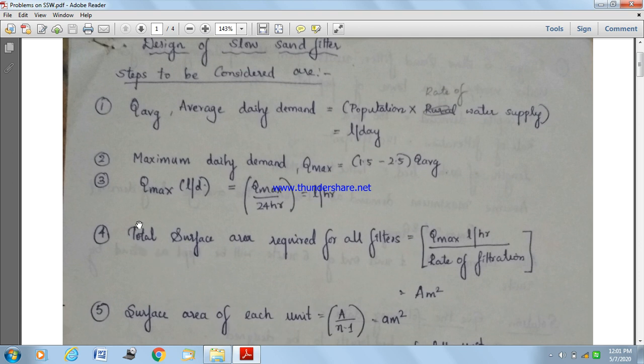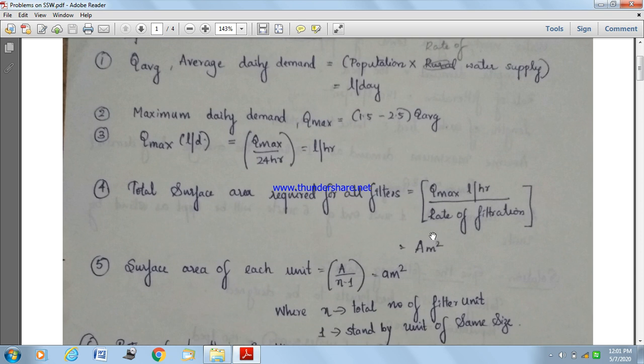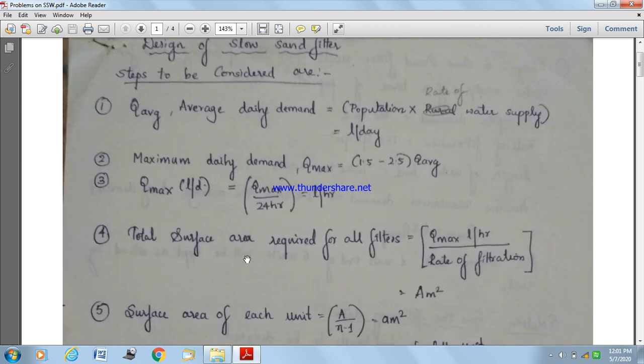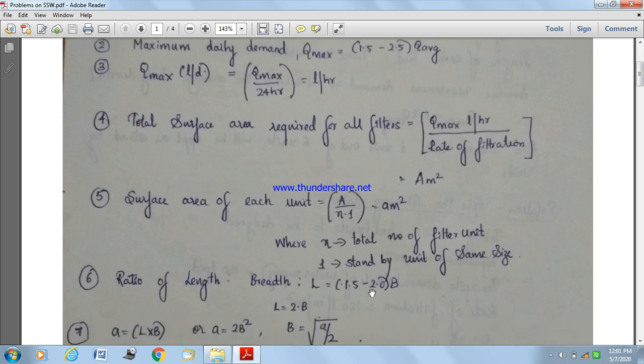Then you have to find the total surface area of all the slow sand filters, by using this formula: Q max by rate of filtration. So you will get the total surface area. Now you have to find the surface area of each unit, that is A is equal to total area divided by n minus 1, where n is the total number of filter units given in the question, and 1 is kept as a standby unit for any repairs or breakdown.